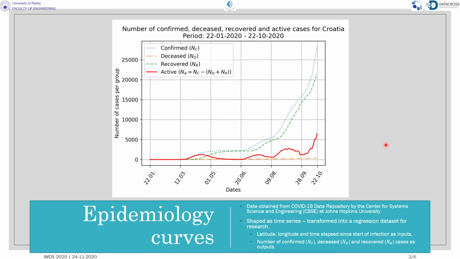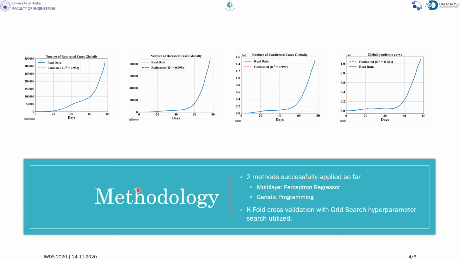To be utilized in this research, the dataset has been transformed into a regression dataset by taking the latitude and longitude of a given location and the time elapsed from the start of the dataset, 22nd of January, as inputs, while the number of confirmed, deceased, and recovered cases are used as outputs.